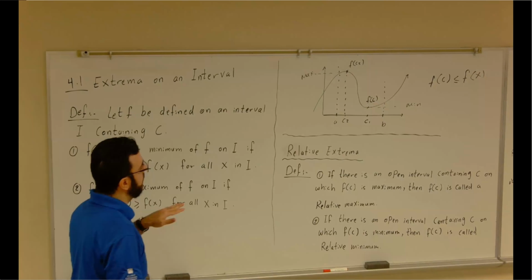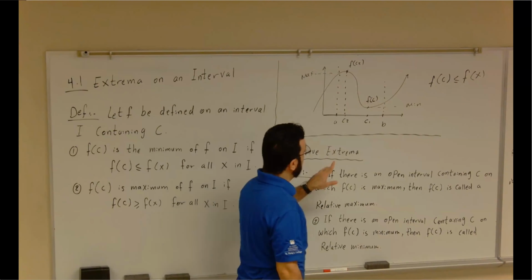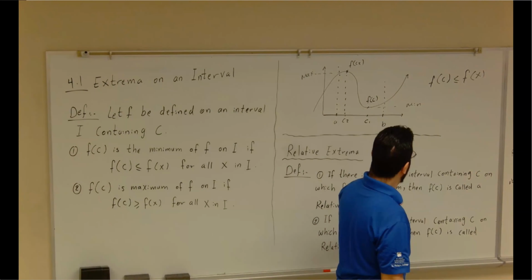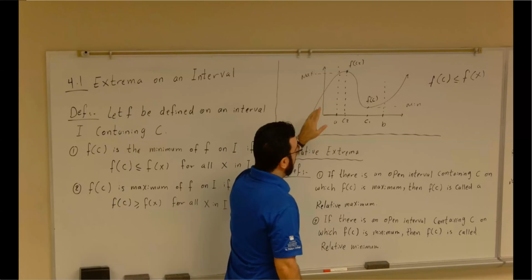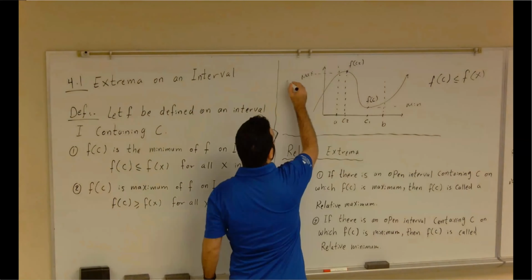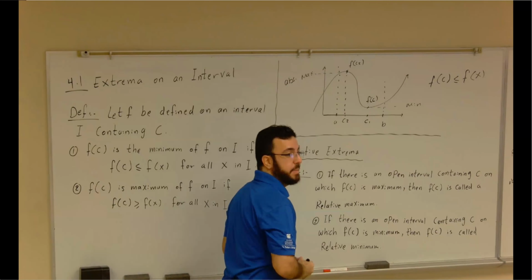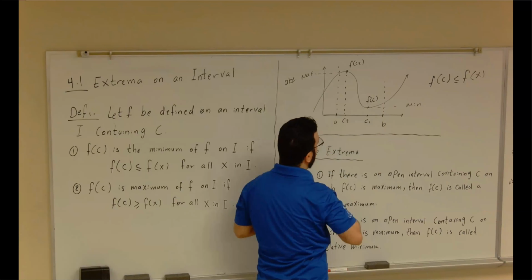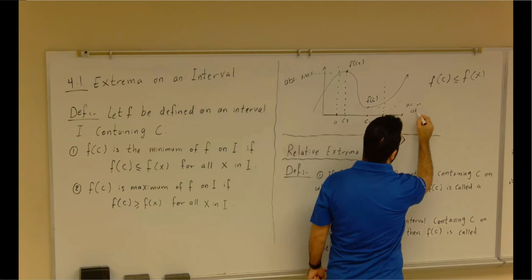Now, relative extrema. I'm just going to explain with the same graph. Because now this is the maximum point, what are you going to call this one? The absolute maximum, because it's the maximum point on all this interval A and B. Now let's look here. This is the minimum point. So we're going to call this one the absolute minimum.